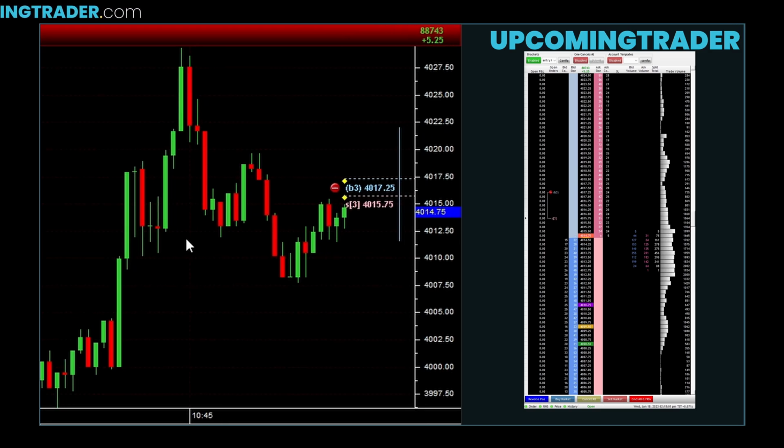A popular approach to using crossovers is combining multiple exponential moving averages of different timeframes, such as the 12-day, 26-day, and 50-day exponential moving averages.